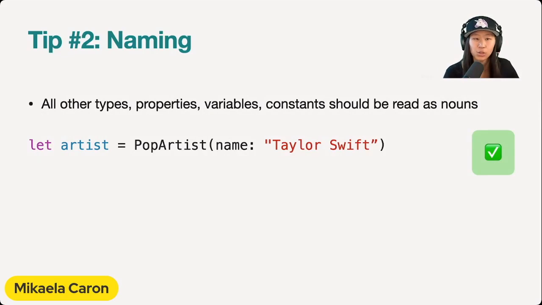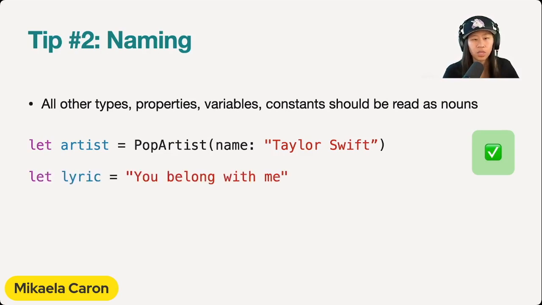Then everything else should be read as nouns. So we have a variable called artist. Artist is a noun. And then also we have a variable called lyric. And then again, lyric is a noun.